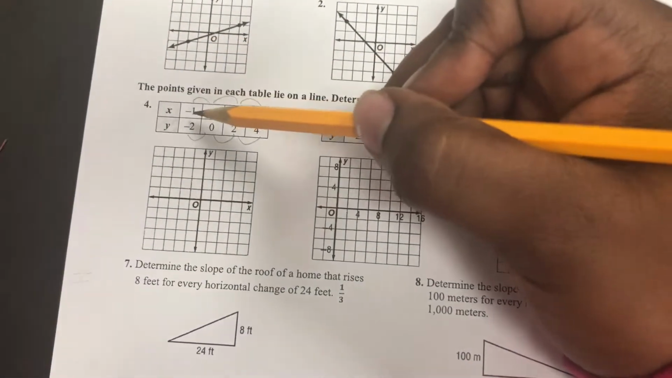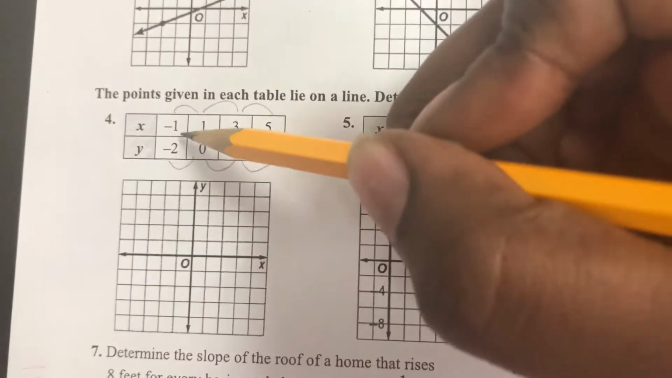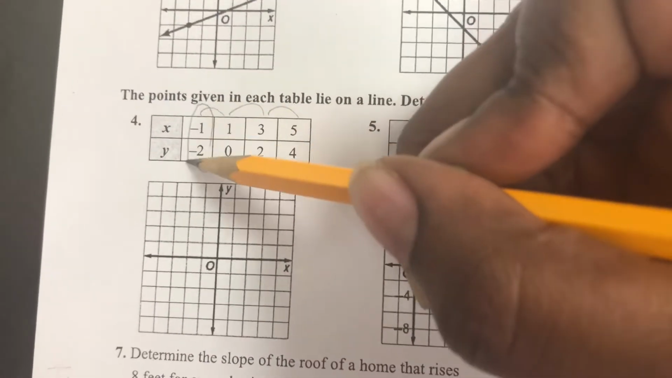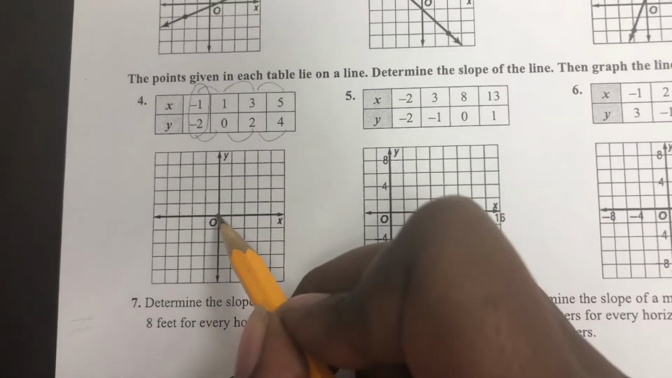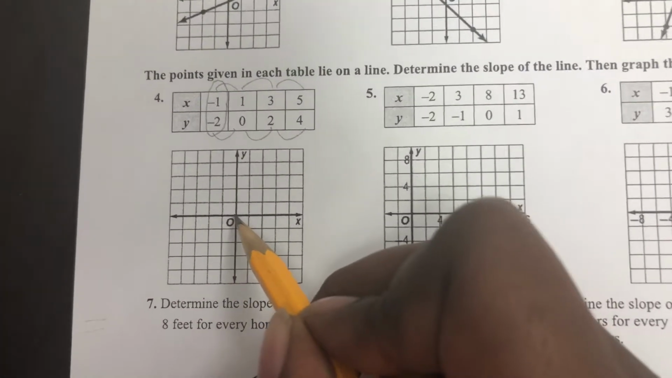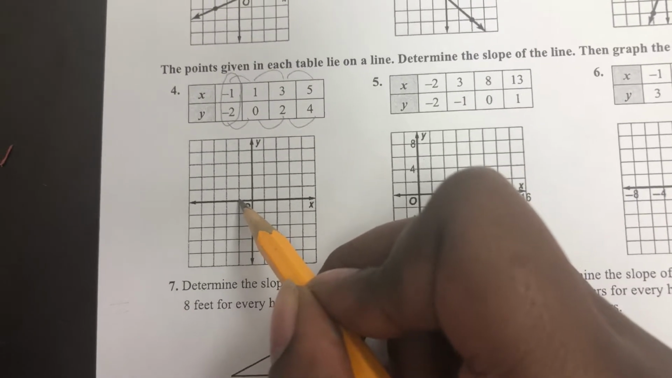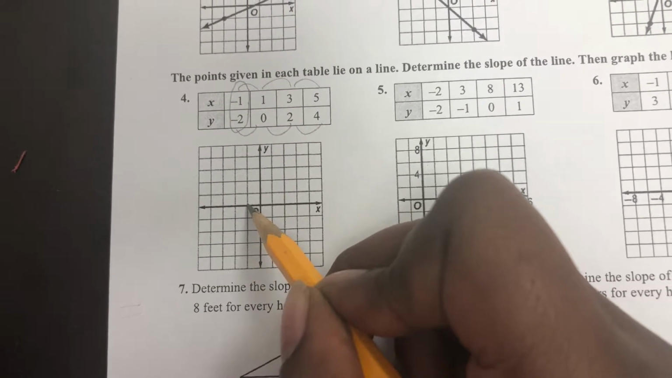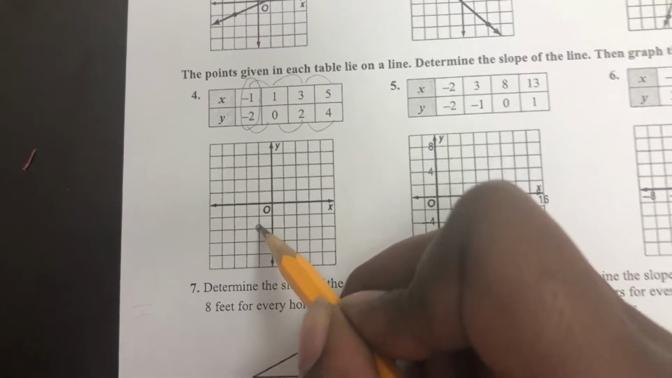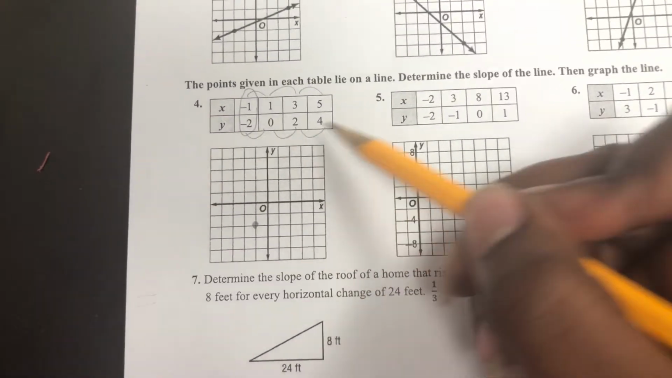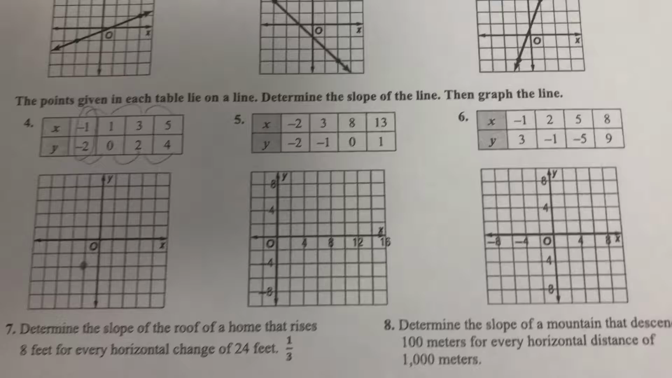So if you wanted to do that, for example, with number 4, this first point right here is -1 and -2. So you would just start at the origin. If you're going -1 on the X, that means you have to go to the left one. And then if you have to go -2 on the Y, that means you have to go down by 2. Okay, and there's your first point. So you would make sure you graph all those points and then connect them with a line, okay?